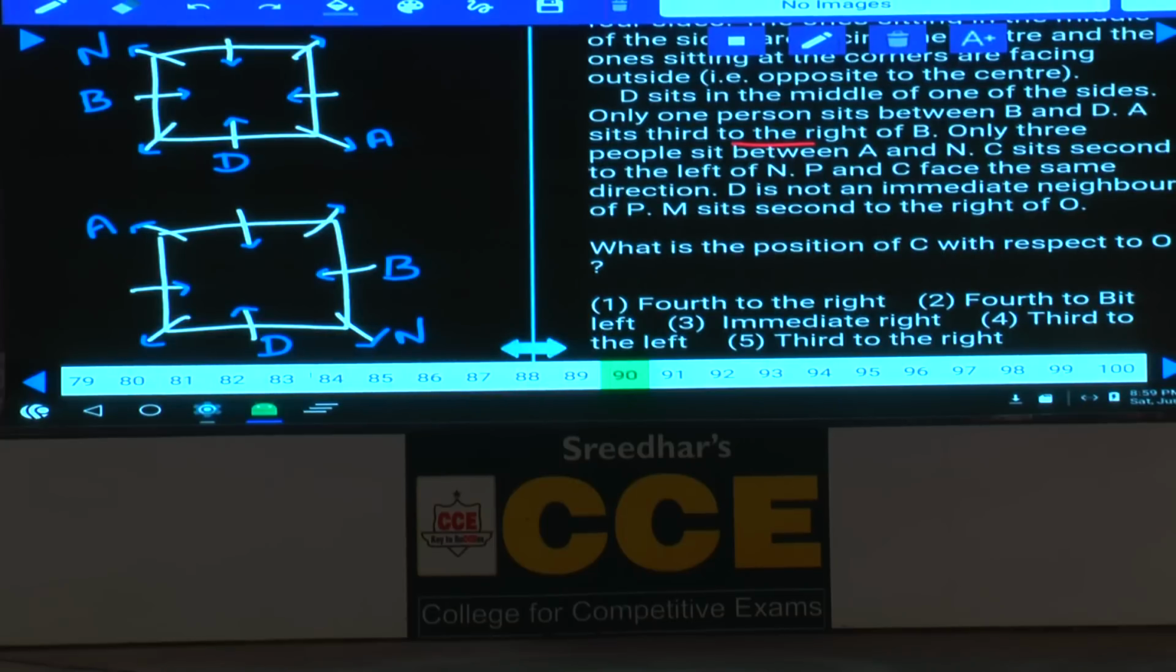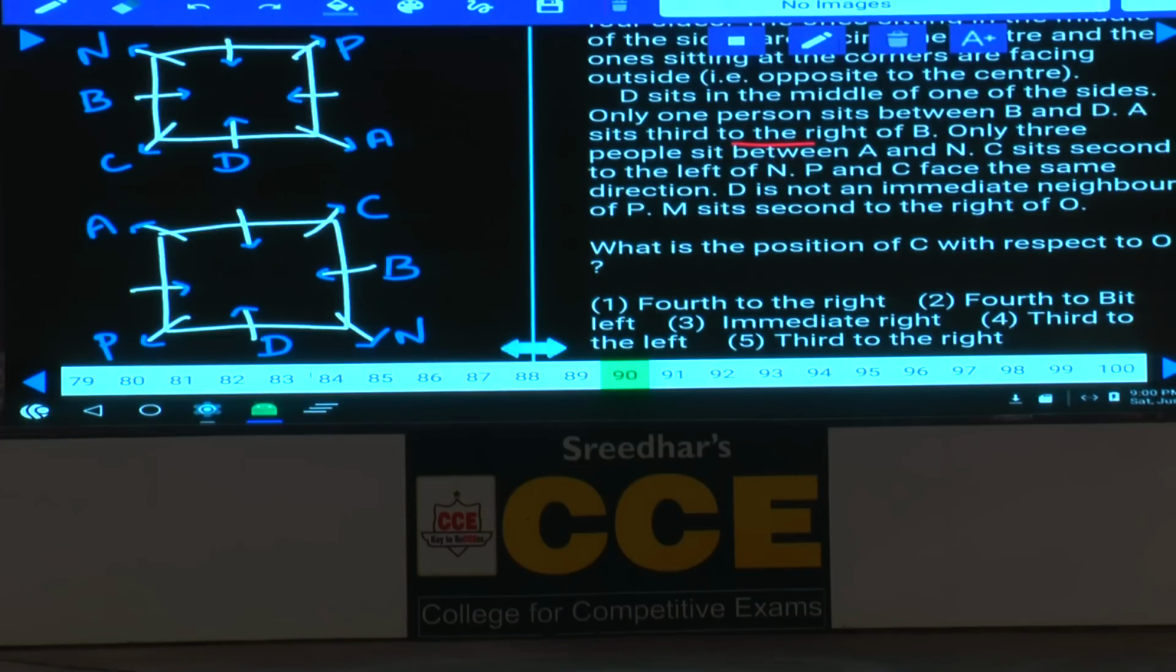And C sits second to the left of N. Now C is seated second to the left of N. Here C sits second to the left of N. And P and C face the same direction. Now P and C are facing the same direction. C is away and P is also away.